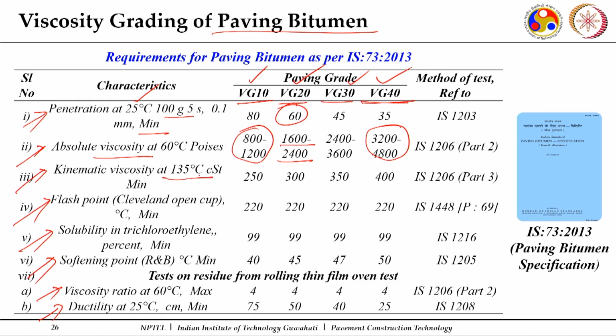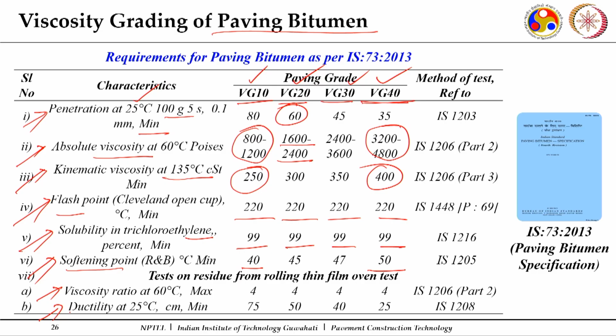Similarly, it will be there for kinematic viscosity also, where the requirement is minimum 250, and here it says the requirement is minimum 400 centi-stokes. Then flash point, as I mentioned, in all cases has to be more than 220 degree centigrade. Solubility and purity is to be ensured, and more than 99% has to be soluble in a solvent like toluene or trichloroethylene. Softening point, again for a softer grade of binder it is less, and for a harder grade of binder it is more, and the requirement is given.